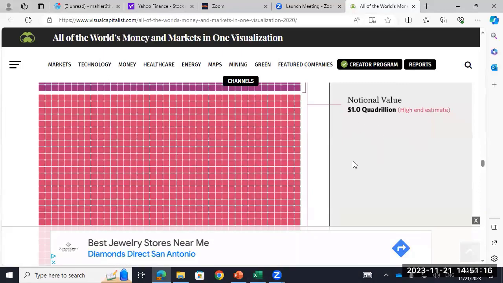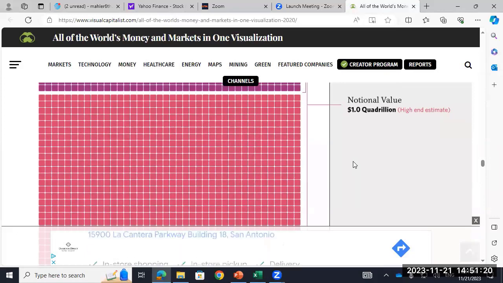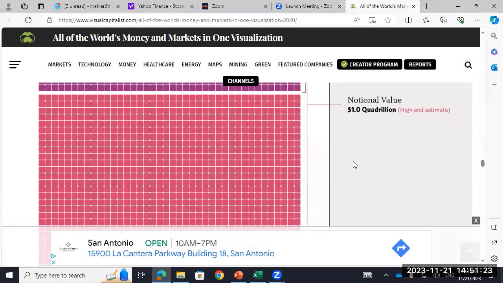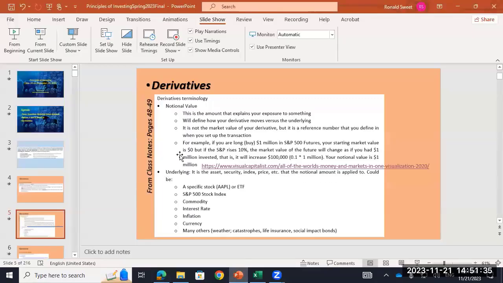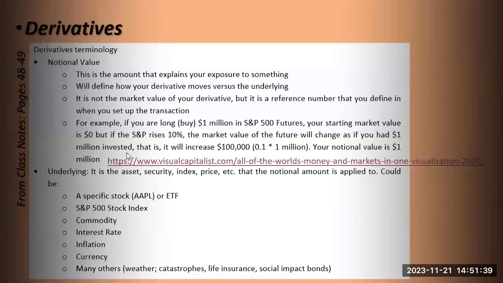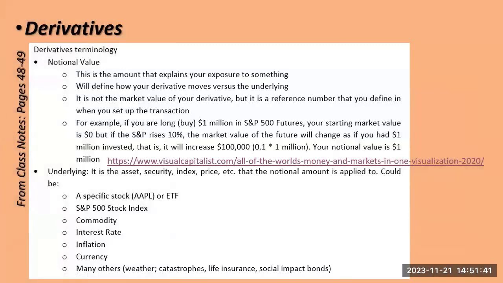But if you buy options on $5 million worth of Apple, your option market value may only be $10,000, $20,000, but your notional is $5 million. So it's what you're based off of. It is an important number, but it can be really, really exaggerated. So notional amount is your actual exposure, what you're actually exposed to.